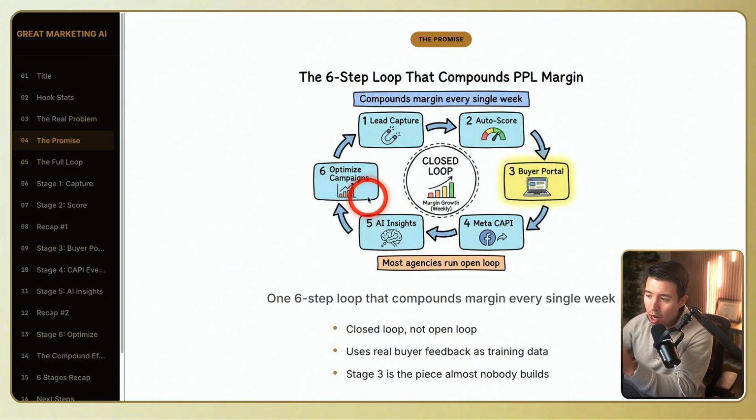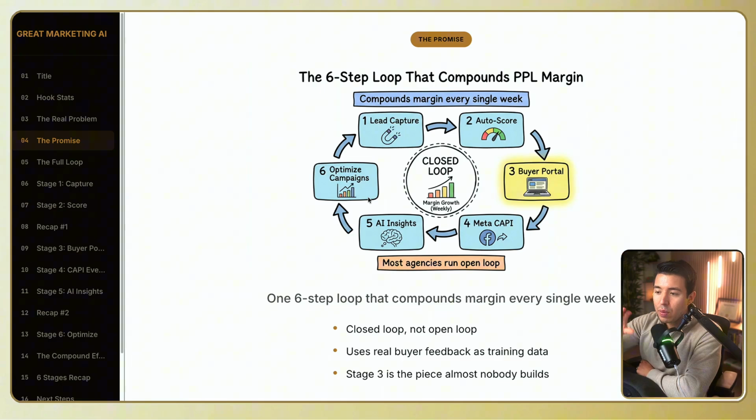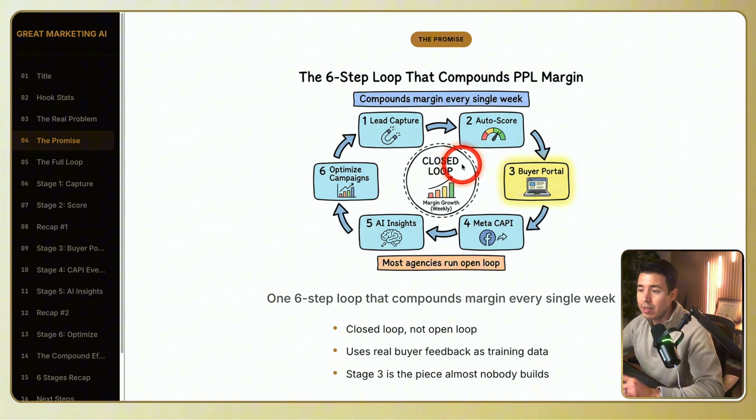Step 6 is we optimize the campaigns based on real cost per accepted lead and cost per conversions. Where instead of just optimizing on your cost per lead, we see which campaigns are having the highest acceptance rates and also the highest conversions. And this is a 6-step loop.